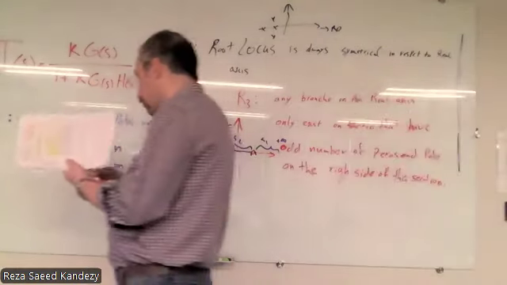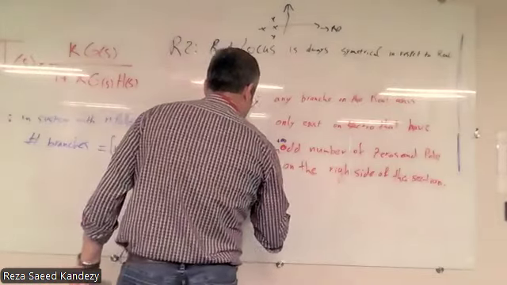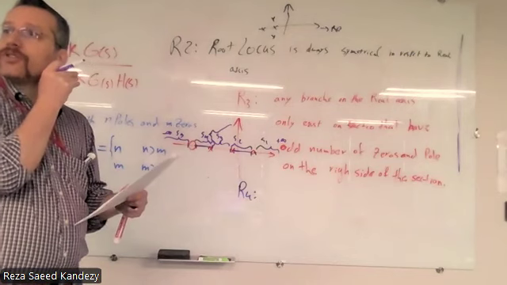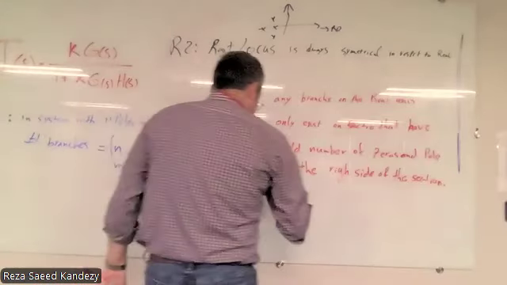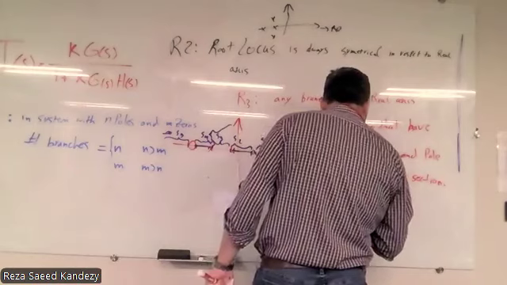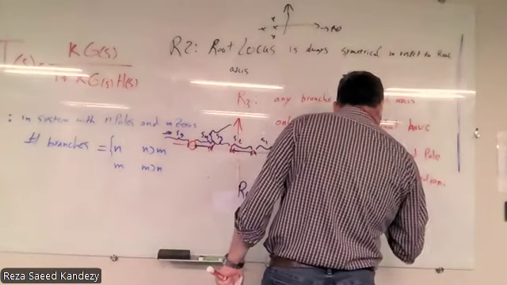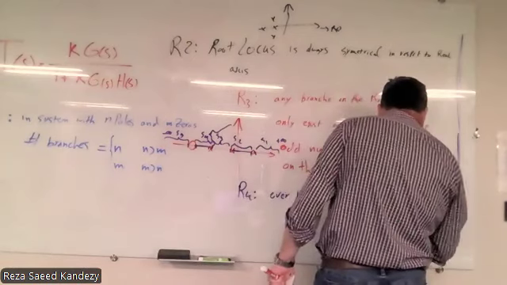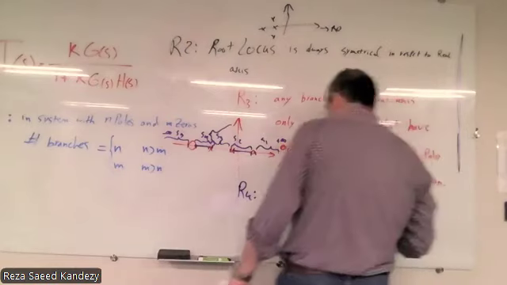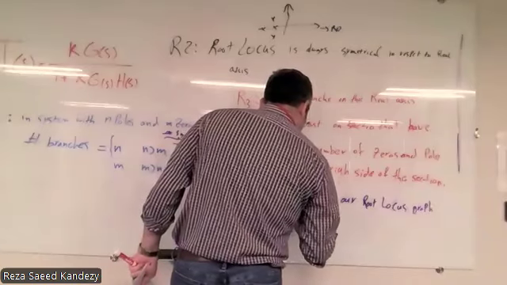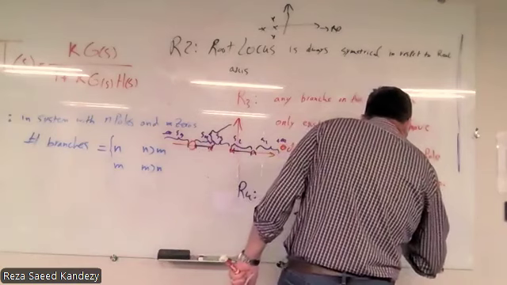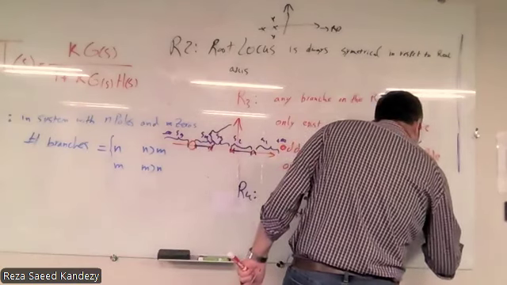Now, rule number 4 says that every branch in our root locus graph will start at a pole and end at a zero.